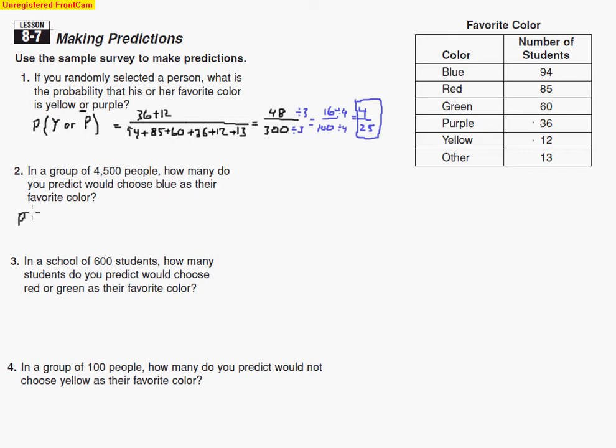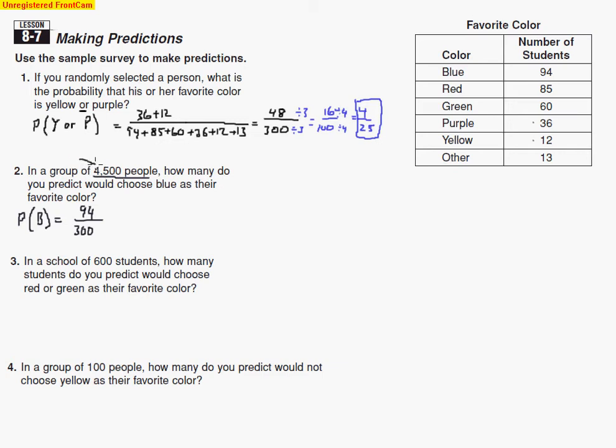All right, so let's figure out the probability of a blue. Well, blue is right here, 94. So 94 out of all of the total. We know the total is 300, so we can just rewrite that number. Now, this is the probability. Could reduce the fraction, but I'm going to leave it the way it is for now. And what I'm going to do is, remember, the successes are on top, the total outcomes are on the bottom. Well, this is in a group of 4,500 people, so they want us to predict how many people would like blue. So a success would be the person who likes blue out of 4,500.